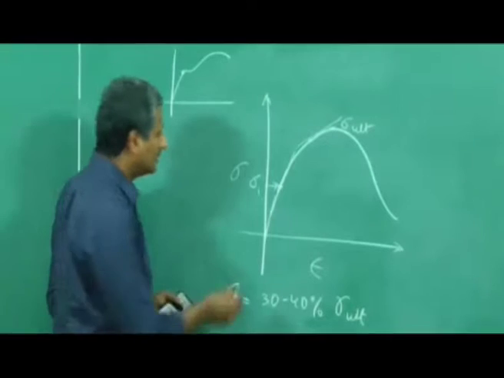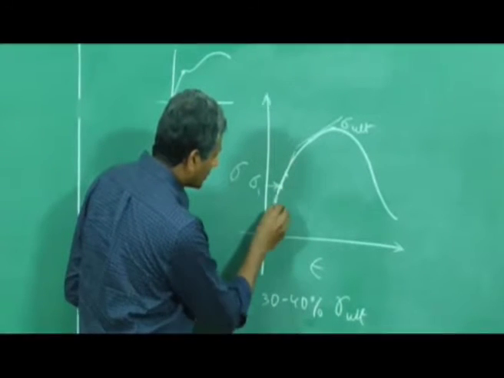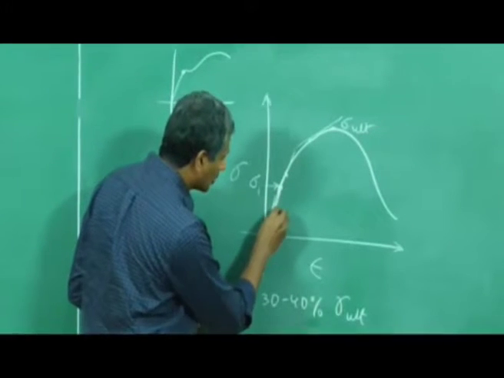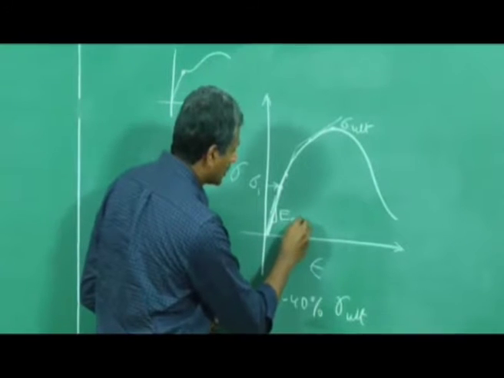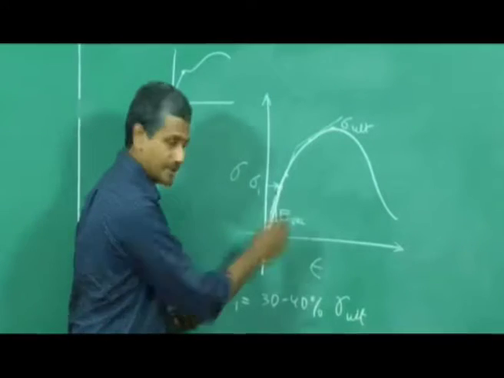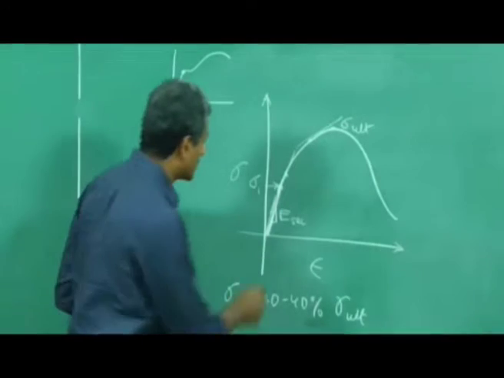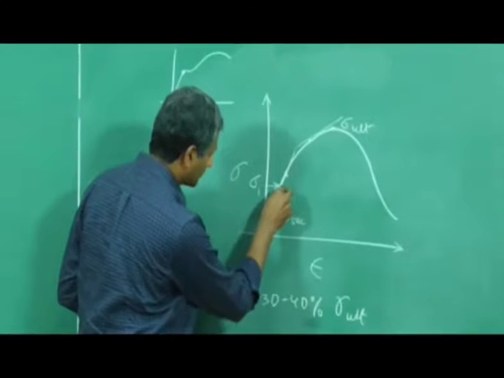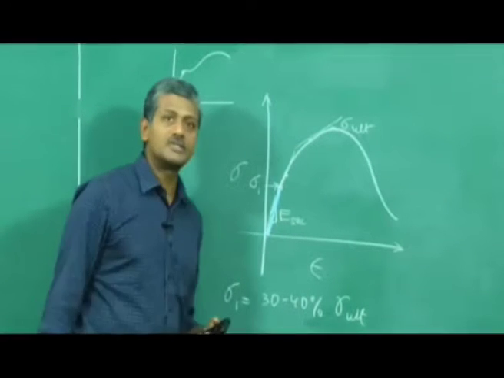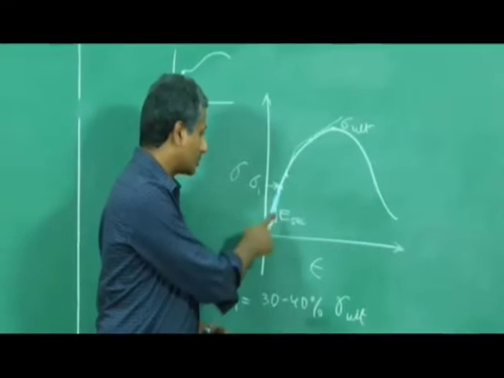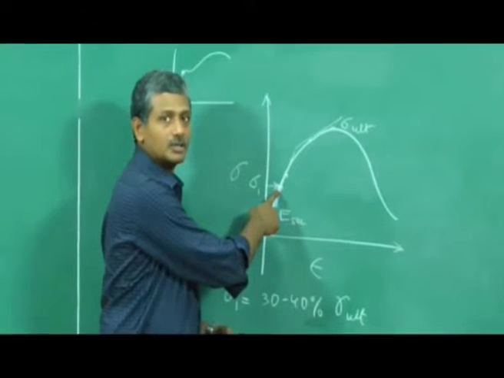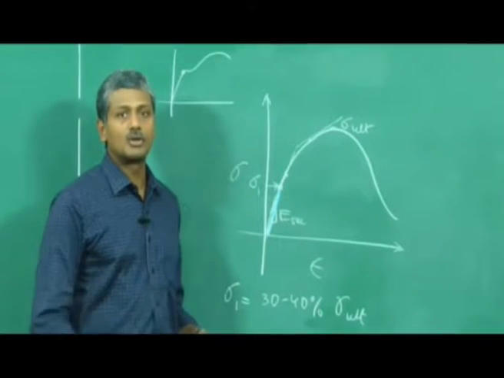I draw a straight line from the origin to sigma 1 and determine the slope of that straight line, and that is my secant modulus, from the origin to the point. Maybe I will draw it with a different color so that it is a lot clearer. So I draw a secant from the origin to the point which is about 30 to 40% on the curve, 30 to 40% of the ultimate stress. That slope is called the secant modulus.